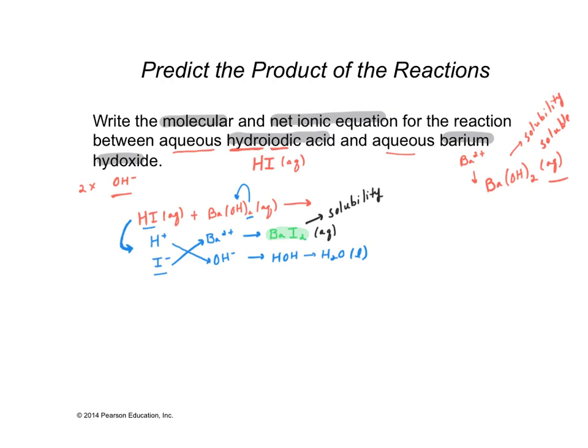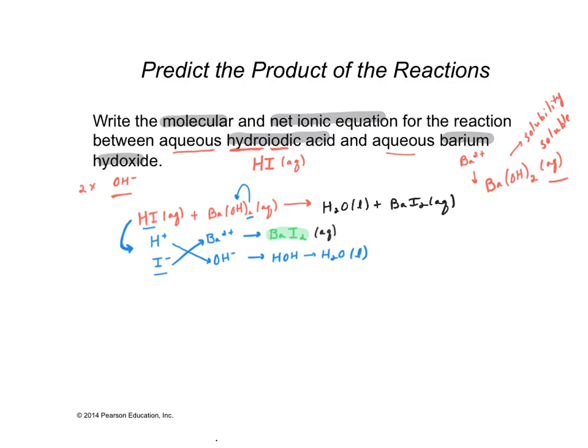So then I'm just going to erase this really quick so that we can write our products. And I'll erase this because it'll be confusing. So now we have our products. We know that we've got barium iodide. It's soluble, so we'll leave it as AQ, as well as liquid water. And we'll go ahead and write that. So we've got H2O plus BaI2 AQ.